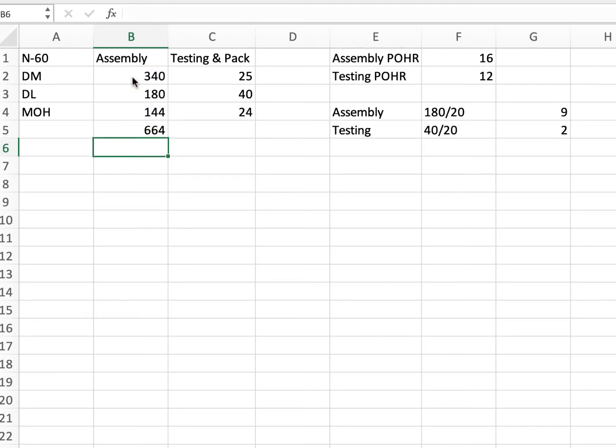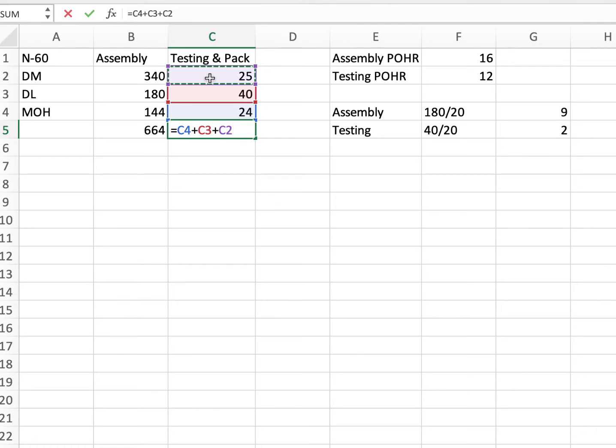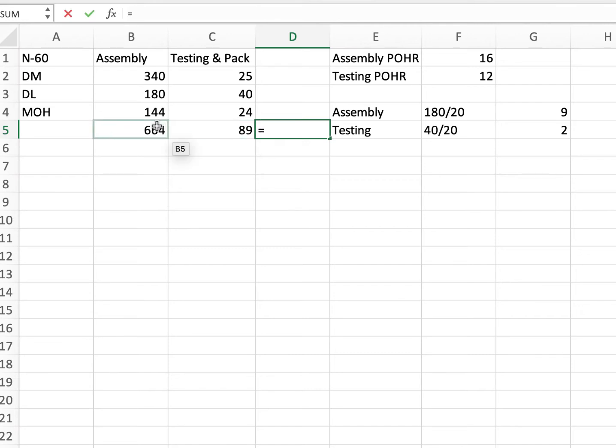So the total cost added by the assembly department to this job is $664. Testing and packaging adds my direct labor, direct material, and manufacturing overhead for the testing and packaging department, $89. So that means my total cost for this job between the two departments is $753. That is requirement number 1.